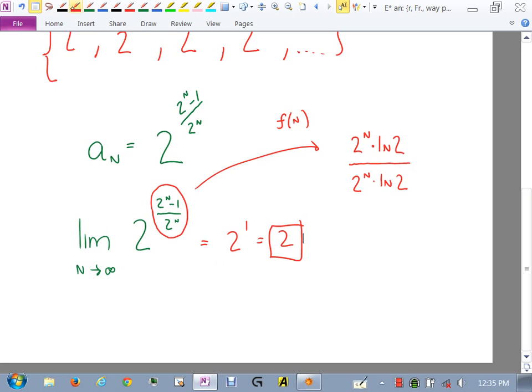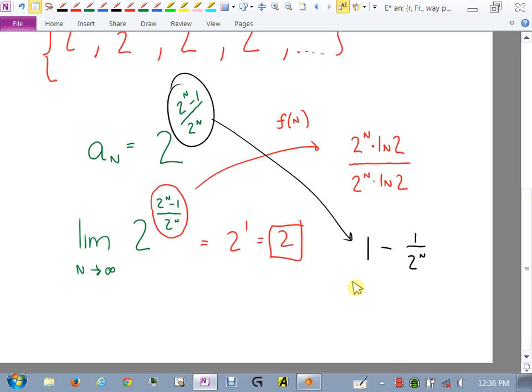Another way you could have done this without using L'Hopital: since you have 2 terms on the top and 1 on the bottom, split it into 2 fractions. 2 to the n over 2 to the n is 1, minus 1 over 2 to the n. And now you don't even need L'Hopital because this goes to 0. 1 minus 0 is 1. That's just 2 to the 1. Could have done it that way. Trying to give you some interesting examples.